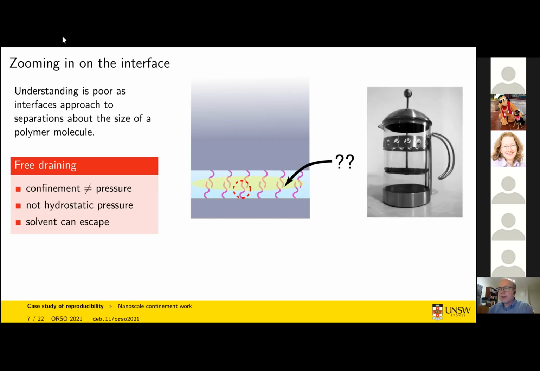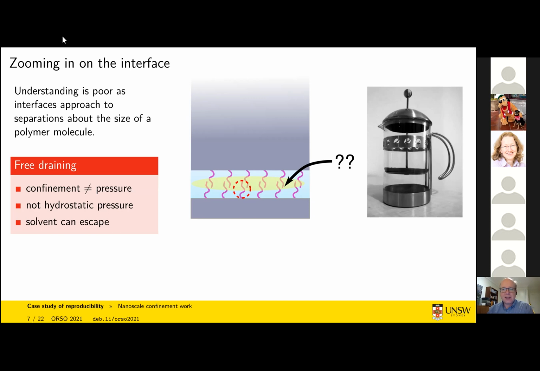Now, one little thing, just because it's a common question that people often get the wrong end of when thinking about this particular sample environment: this is not a pressure cell, and this is not about hydrostatic pressure.